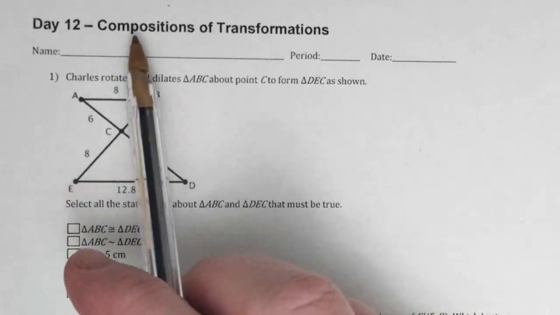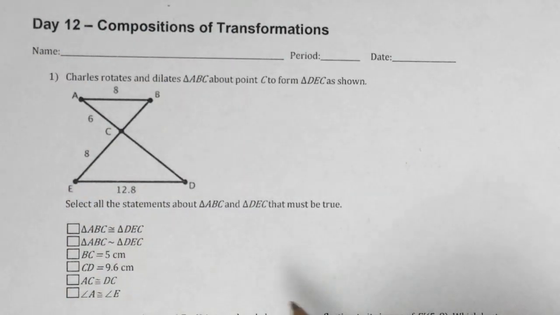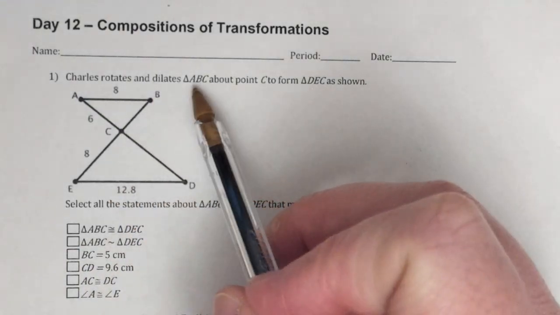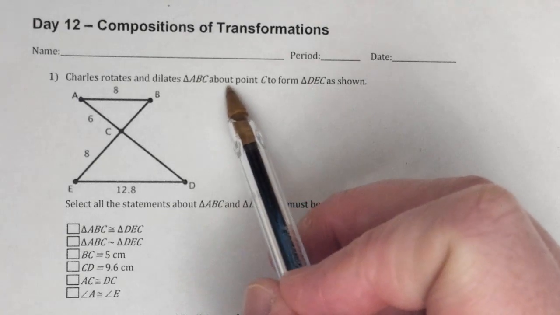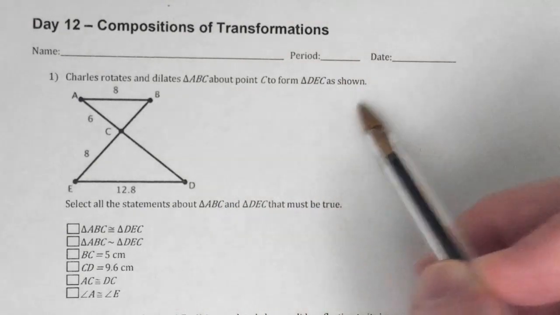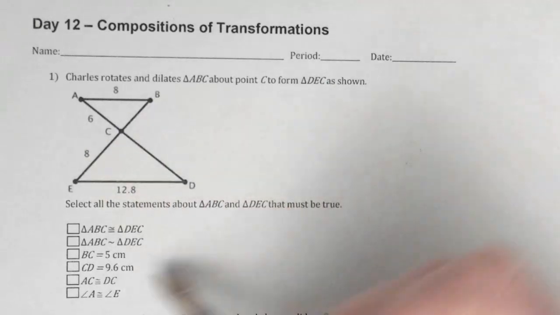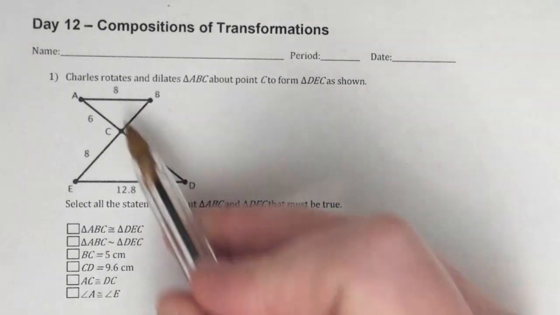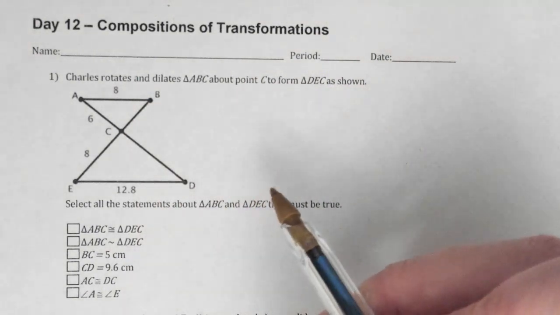We're doing day 12, compositions of transformations. All right, so for this one right here, Charles rotates and dilates triangle ABC about point C and forms triangle DEC as shown. All right, so we have this shape right here. Select all the statements about this. So they went ahead and told us that this is going to work.